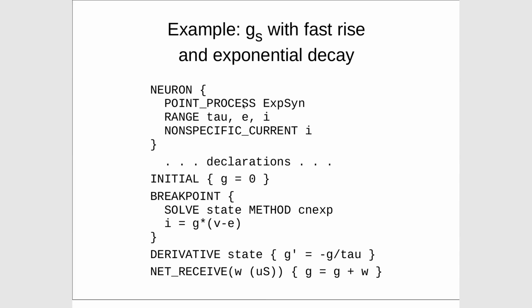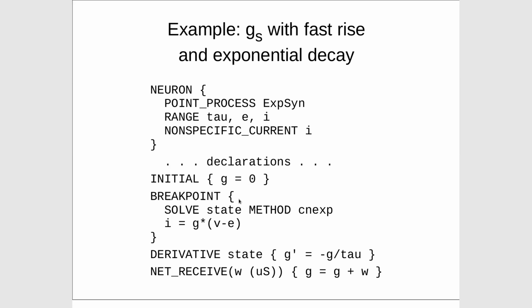Notice we give it a name, it's a point process. Notice it has 3 range variables: 2 are parameters, and 1 is an assigned variable, the non-specific current. We're not keeping track of the chemical effect of opening this synapse. We could, if we wanted to, redefine this as some ion species or other, but we're just using non-specific current for this, okay? I'm leaving out all of the ordinary variable declarations, et cetera. Now I'm including only the key NMODL blocks.